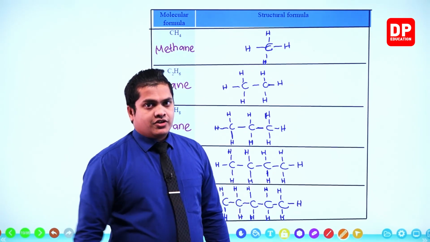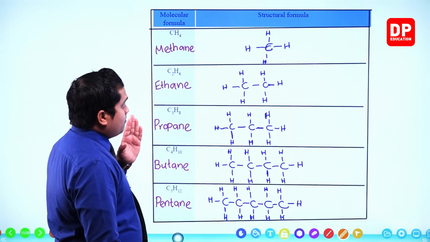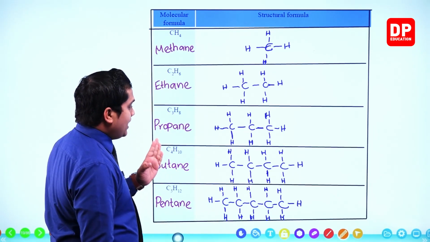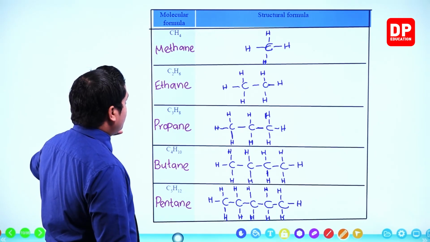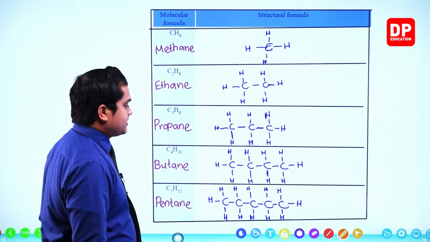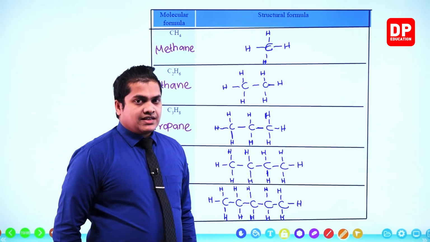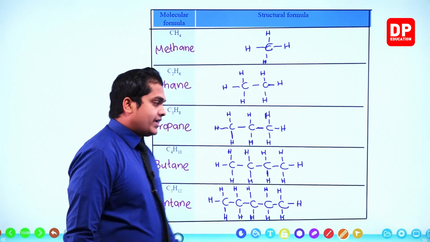Okay, right my dear children. So these are the structural formulas related to each and every molecular formula of the alkanes, right? So these are the alkanes.